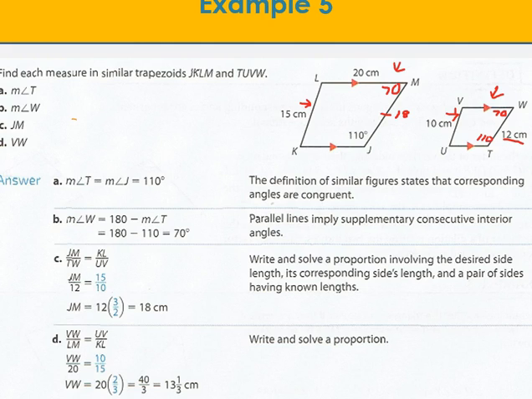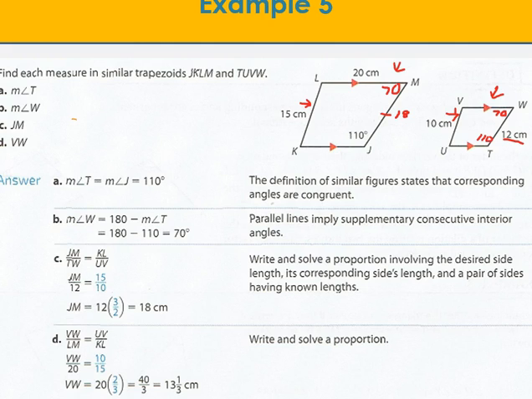So they're going to use UV to KL. UV to KL, which would be 10 over 15. And if we go ahead and multiply across, we have 15 VW equals 20 times 10, which is 200. If we divide both sides by 15, we end up with 13 1/3, or it'll be 13.3 centimeters.